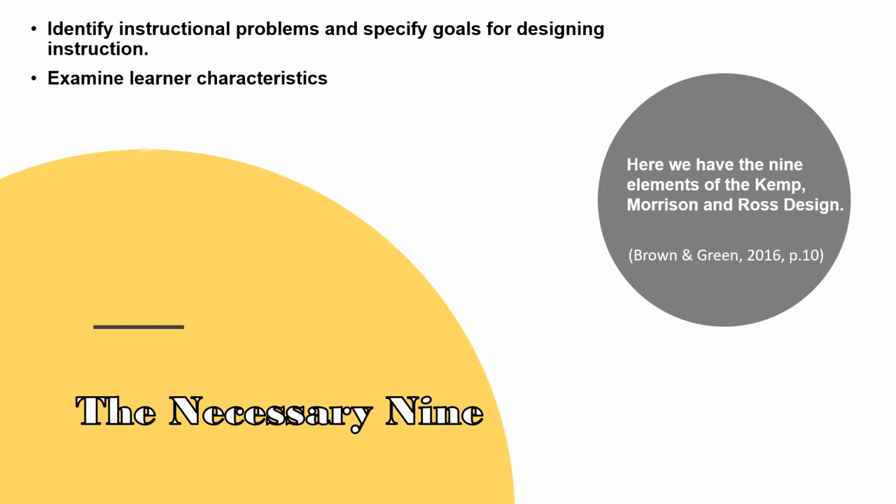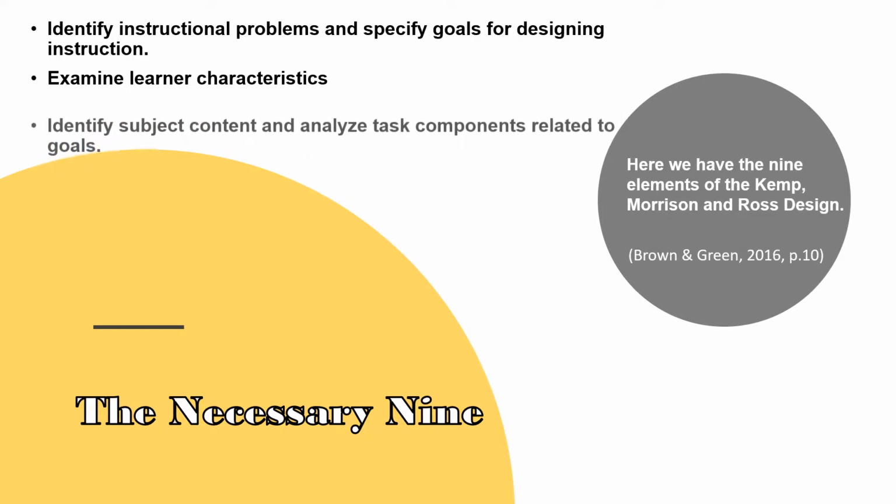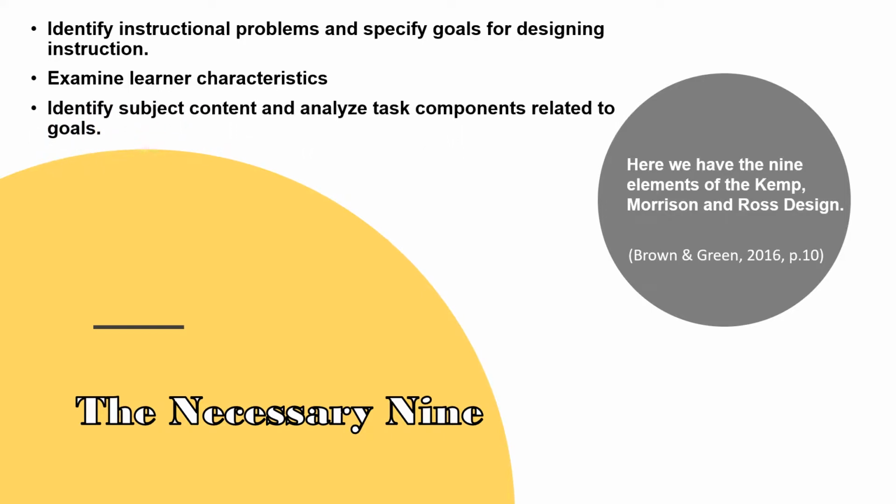Brown and Green state, Morrison, Ross, and Kemp approach learner analysis by examining the learner's general characteristics, entry competencies, and learning styles. They recommend special attention be paid to the needs of the culturally diverse learners as well as learners with disabilities. We now look to identify the content and complete a task analysis. This step is considered crucial in the design process.